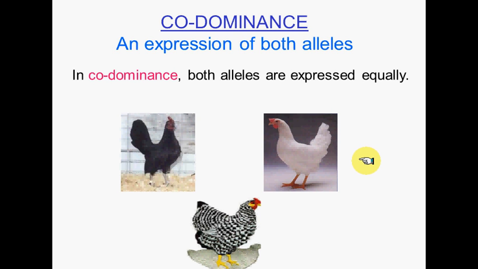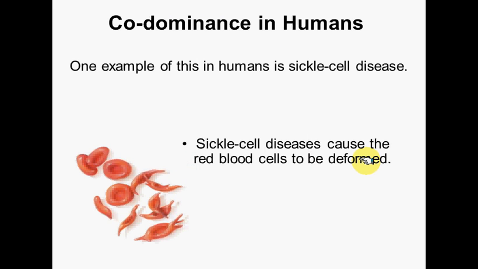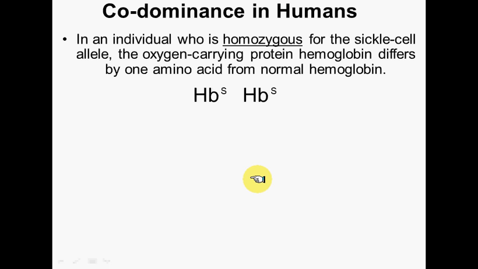An example of codominance in humans is sickle cell disease. The normal red cells should look like this, these little disc-shaped ones right here. Sickle cell disease causes blood cells to look like this, in the shape of a sickle. In an individual who is homozygous for the sickle cell allele, the oxygen-carrying protein hemoglobin differs by one amino acid from normal hemoglobin. So remember, this is just one little amino acid that changes the whole structure of the protein.